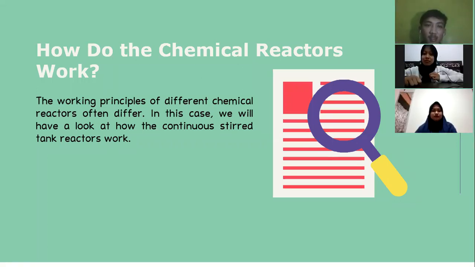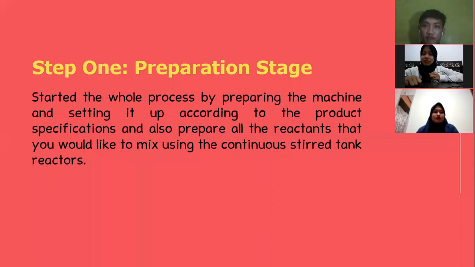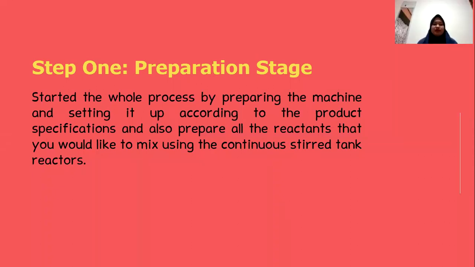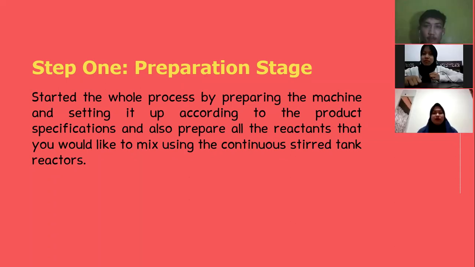How does the chemical reactor work? The working principle of different chemical reactors often differs. In this case, we will have a look at how the continuous stirred tank reactor works. Step 1. Preparation stage. Start the whole process by preparing the machine and setting it up according to the product specification, and also prepare all the reactants that you would like to mix using the continuous stirred tank reactor.